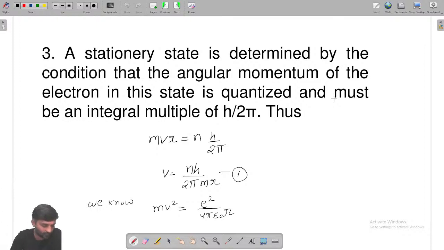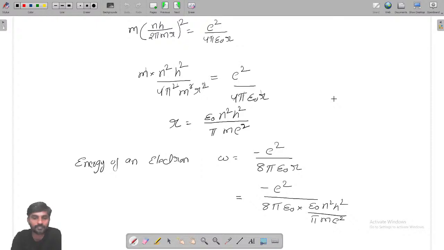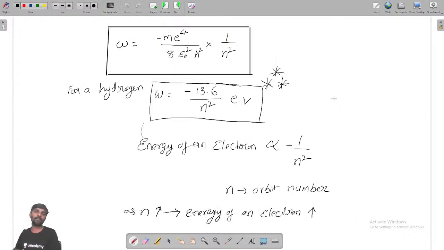So we have tried to derive the expression for the energy of the electron. This is going to be minus m into e power 4 by 8 epsilon square h square into 1 by n square. That is, you can see W is going to be minus 13.6 by n square eV. This is very important. The energy of the electron is inversely proportional to n square, where n is our orbit number. So when the n value is increasing, the energy value also increases. That is, when the electron is moving away from the nucleus, its energy also increases.